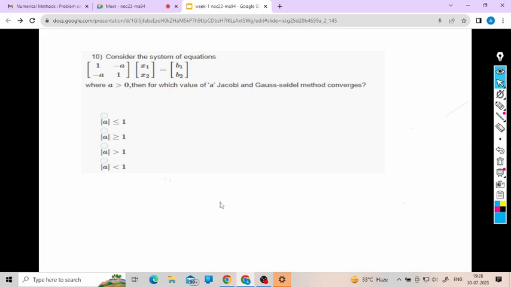Ma'am, my question is about the condition number. I understood the process, but what the condition number means for a matrix, I did not get.